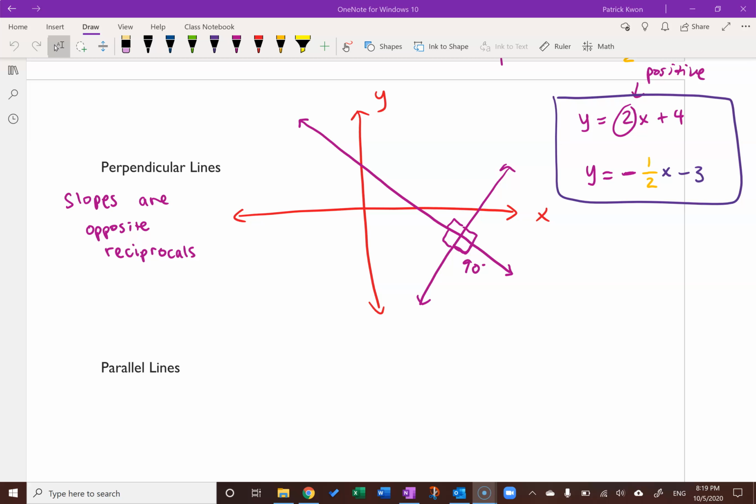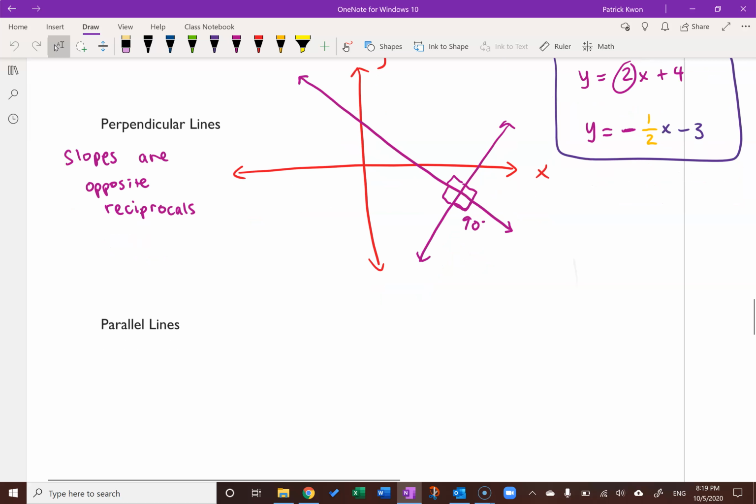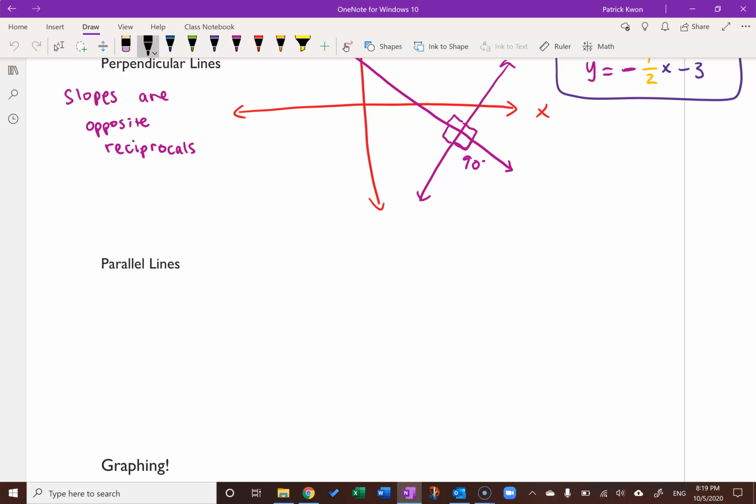Let us now talk about parallel lines. And parallel lines are lines that never intersect.